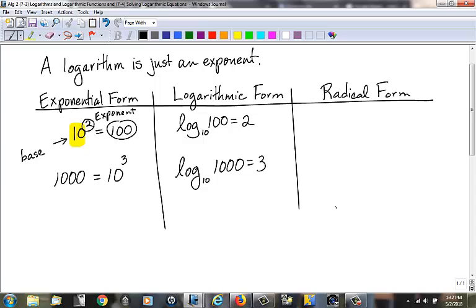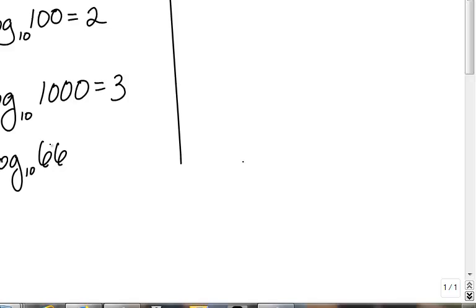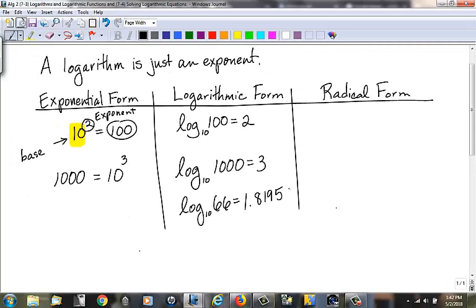Now, let's say I do the log of 66, and you get a decimal. When you use LOG by itself on the calculator, it's understood to be base 10. Base 10 is called a common logarithm.